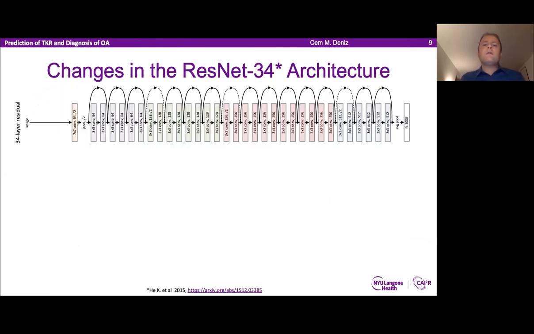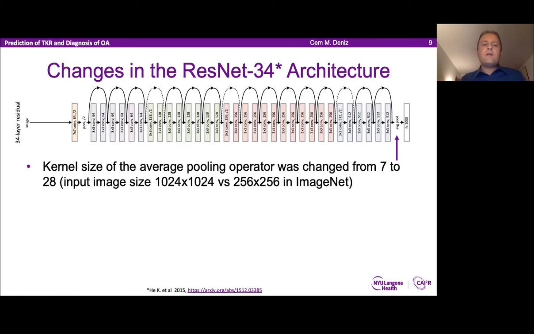So in order for us to enable image input for the size of 1024 by 1024 and our output labels, we need to do some architectural changes in the ResNet architecture. So this is the original ResNet architecture. As we can see, the image gets in from the left to the right, and it's processed by multiple convolution layers. And at the end, there's an average pooling and a fully connected layer of 1,000 classes, where ImageNet has 1,000 classes. So the first thing we changed was the kernel size of the average pooling operator.